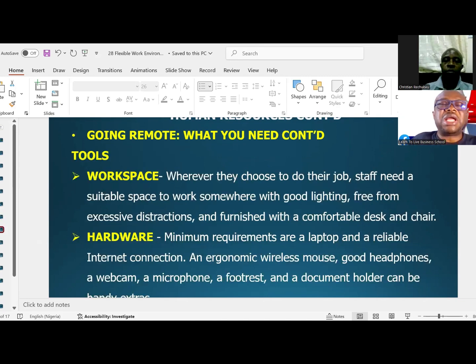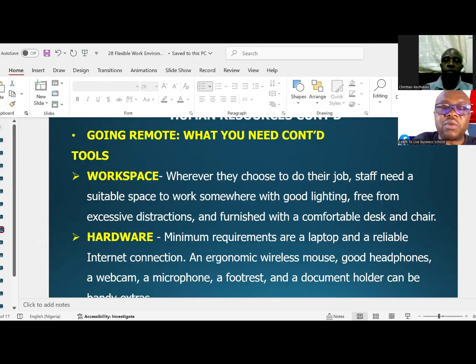It also means adjusting workplace practices and developing skills. Let's take it up from here. What are the tools we need? Workspace. Wherever they choose to do their job, staff need a suitable space to work, with good lighting, free from excessive distractions, and furnished with a comfortable desk and chair. That's reality. Like what we are doing now, the lighting and all that makes this a workspace for me, right from my home.